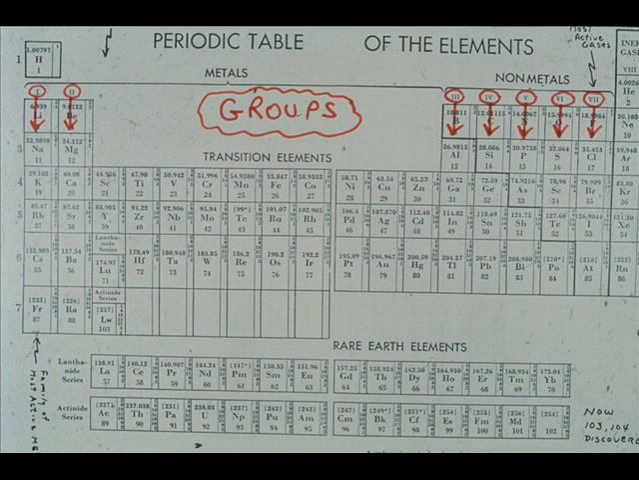The vertical columns are called groups, and all elements in a group generally have similar properties and contain the same number of electrons in their outermost shell. The inert gases are in group 8. Their outer electron shells are complete, making these elements stable, with no tendency to react with anything.